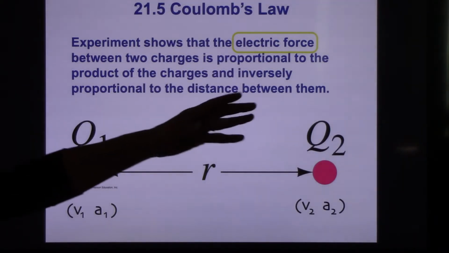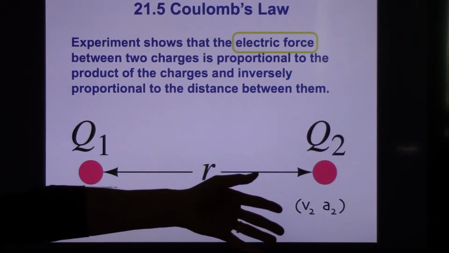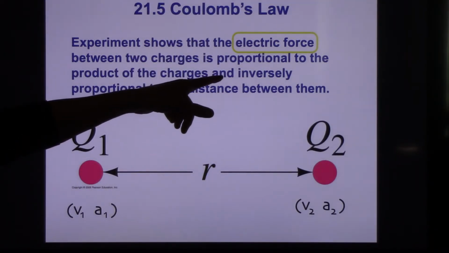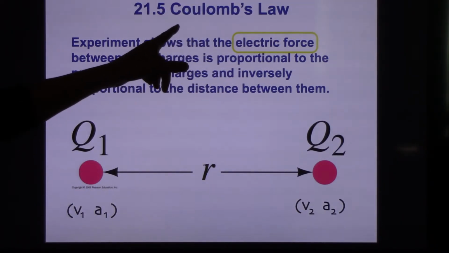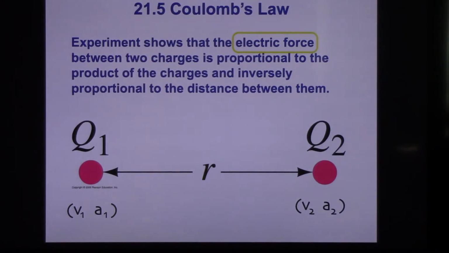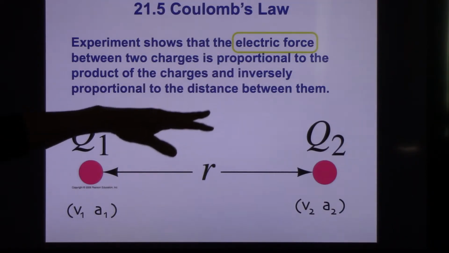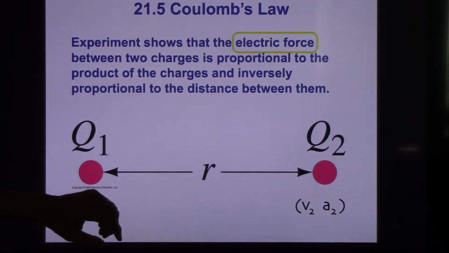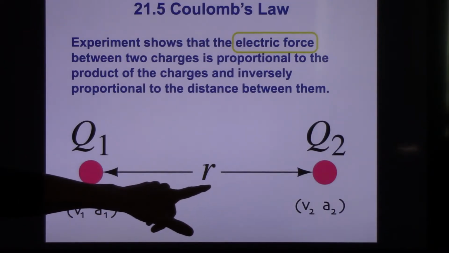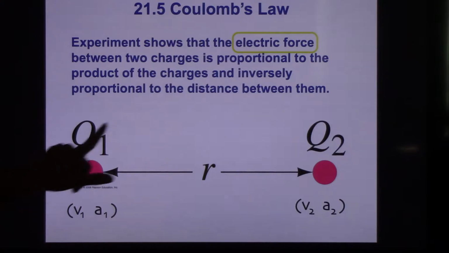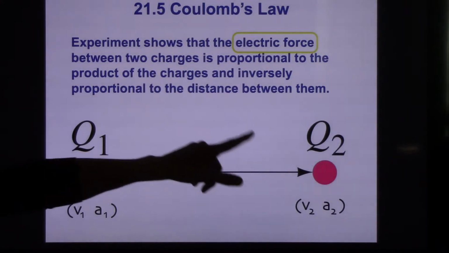What I'm going to call this the electric force. Rather than naming it after somebody, I'm going to call it the electric force. It's officially known as Coulomb's law. And what we find through experimentation is that the electric force depends on the distance between the two charges. It depends on how much charge the two objects have.